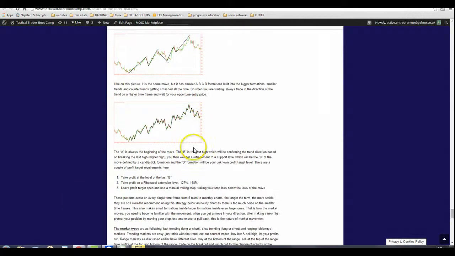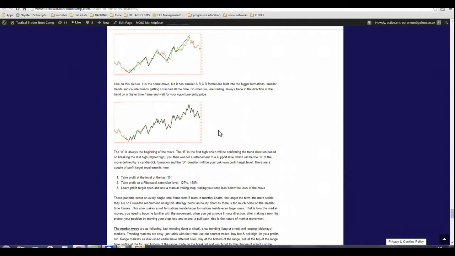Okay, so the A is always the beginning of the move. The B is the first high, which will be confirming the trend direction based on breaking the last high. This will make the higher high. You then wait for a retracement to a support level, which will be your C, often defined by a candlestick formation. And the D formation will be your unknown profit target level.